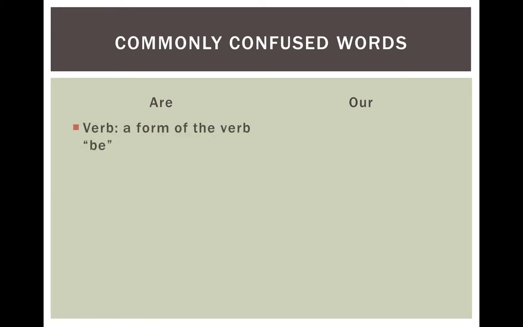"Are" with an A is a verb. It is one of the many forms of the verb "to be." We use it with plural constructions, as in "my college friends are still in touch with me." We use this verb "are" as a linking verb to connect this group of college friends to the description about them, that they are still in touch with me.